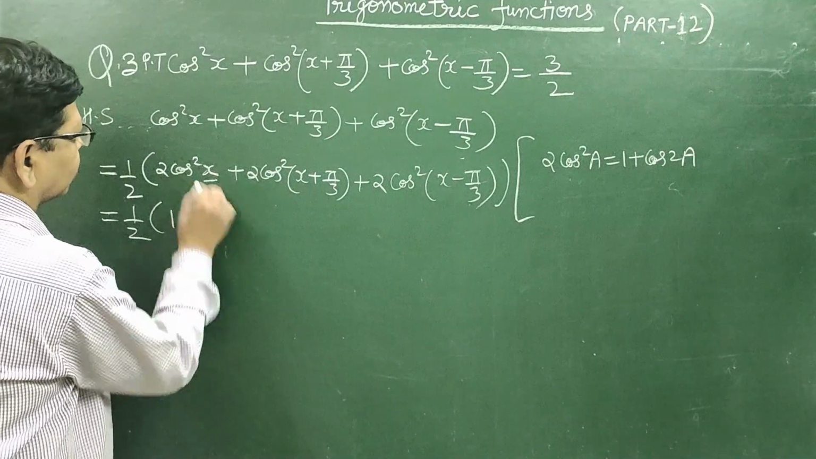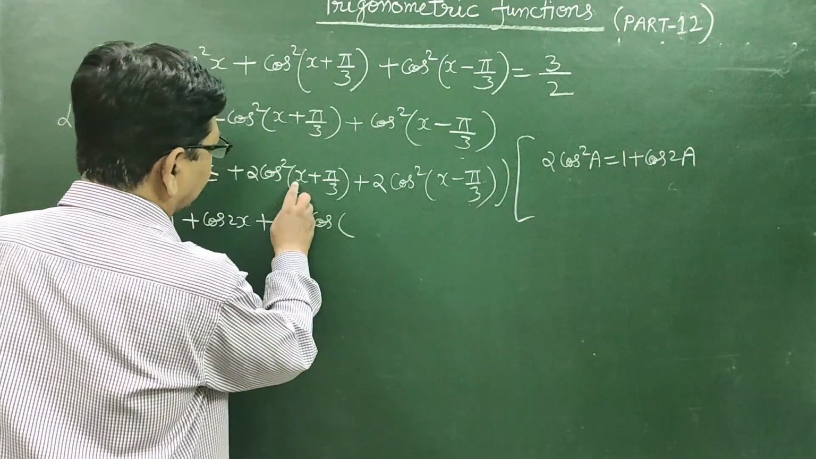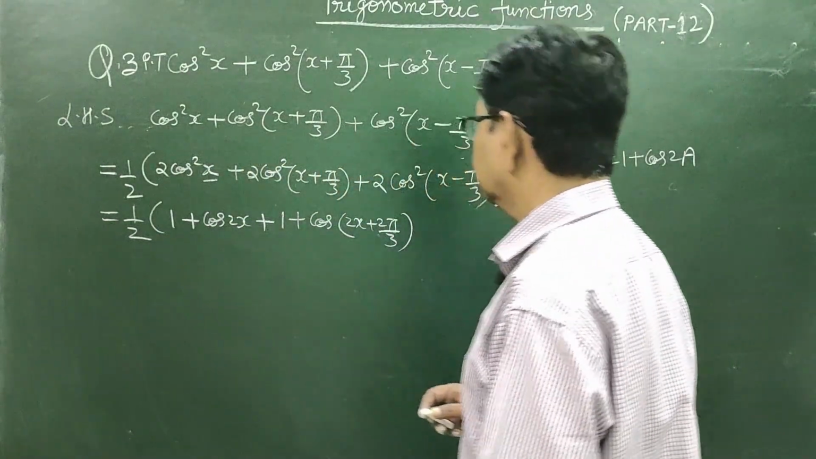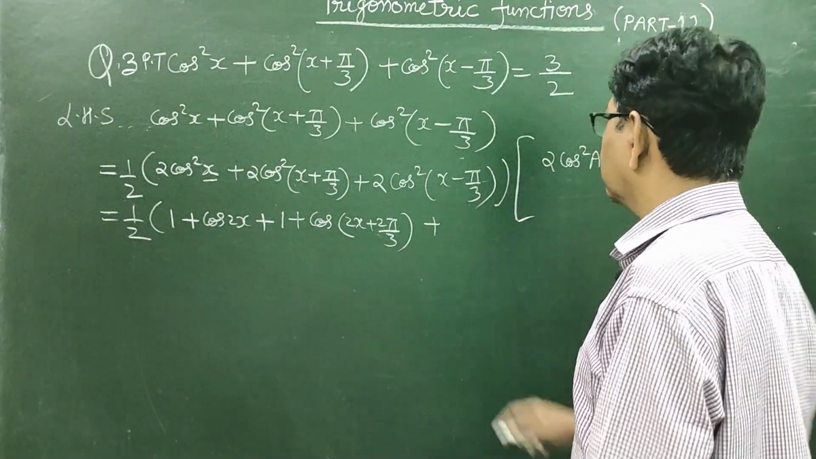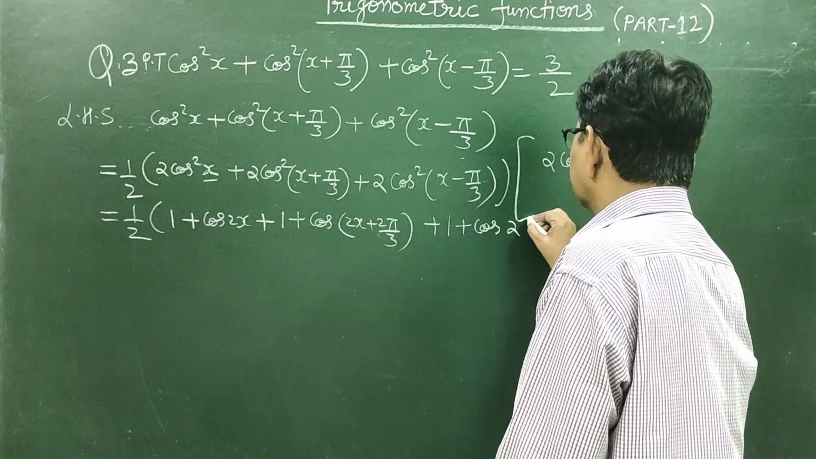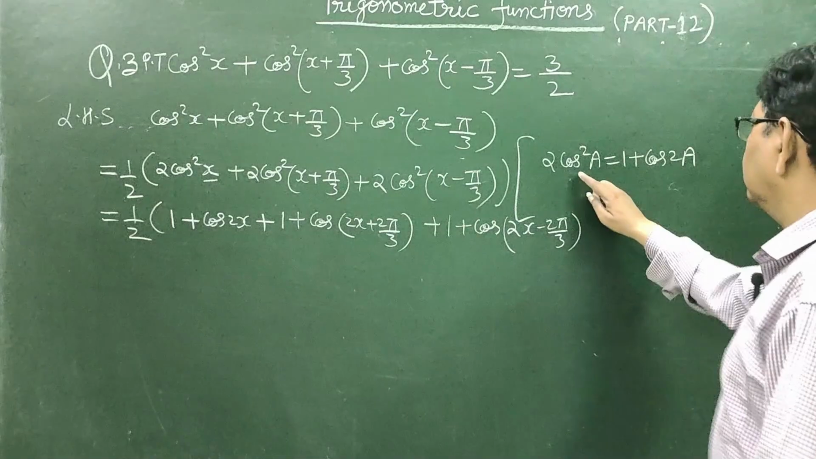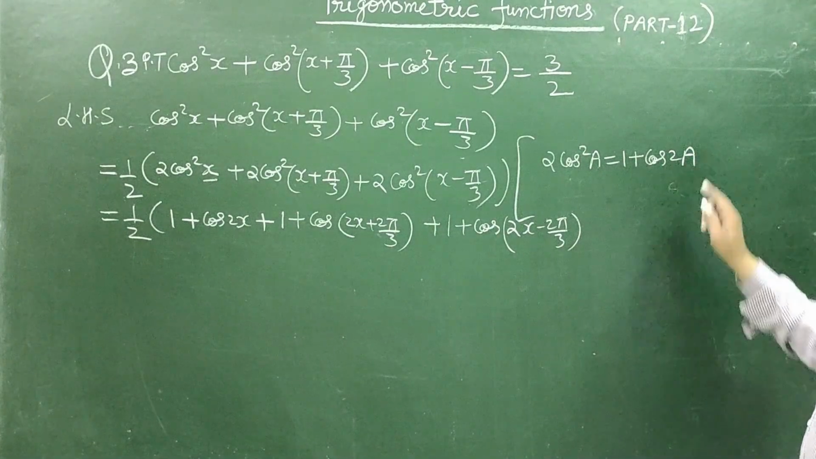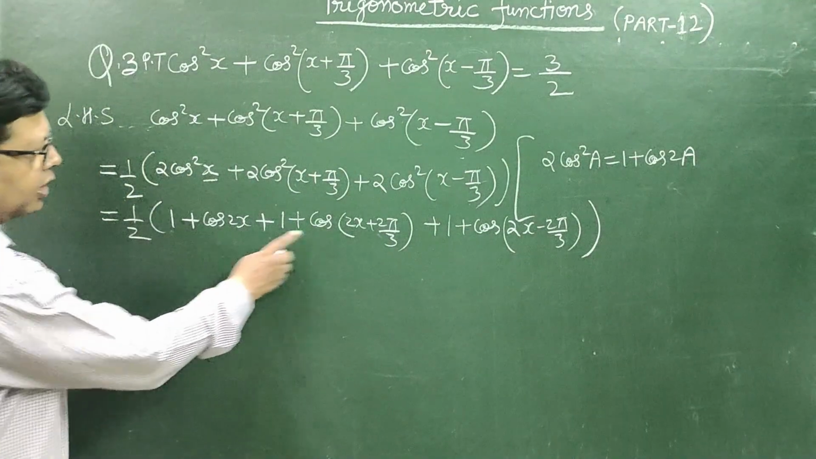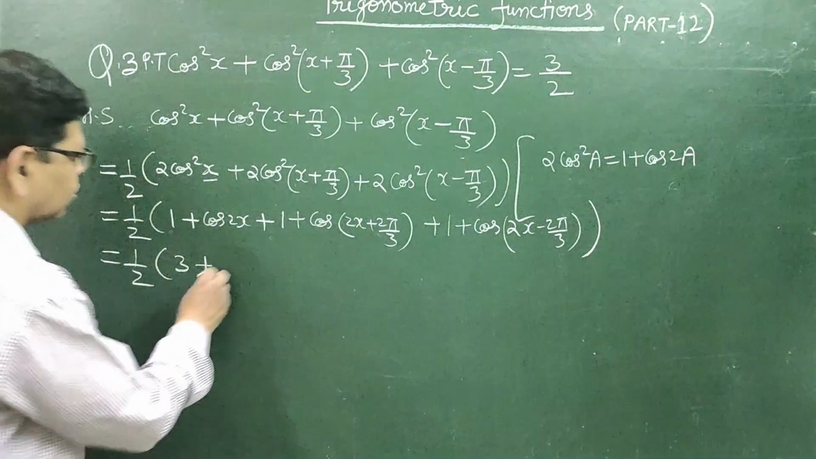So using this identity, you can write 2 cos square x is equal to 1 upon 2, 1 plus double of this angle, that is cos 2x, plus 1 plus cos of multiply by 2 here, 2x plus 2 pi upon 3, plus similarly here 2 cos square A is equal to 1 plus cos 2A, that is 1 plus cos (2x minus 2 pi upon 3), inside the angle multiplying by 2, because you know 2 cos square A is equal to 1 plus cos twice of the angle. Now this 1 and 1 and 1 is 3.